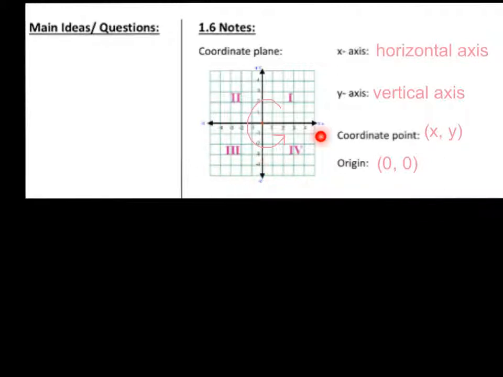We have our x-axis, which is our horizontal axis. Remember, horizontal is moving left and right. We have our y-axis, which is our vertical axis, and it moves up and down. We have coordinate points, which are your ordered pairs, and those are going to be written as (x, y) inside parentheses. And then you have your origin, which is (0, 0), and that is where the x- and the y-axis intersect.